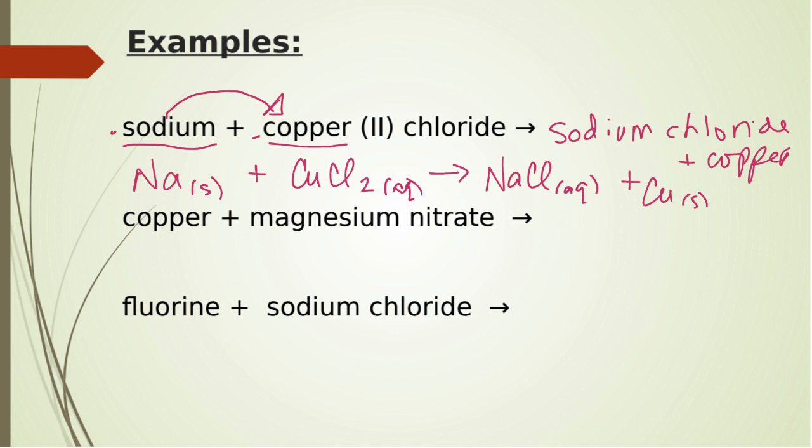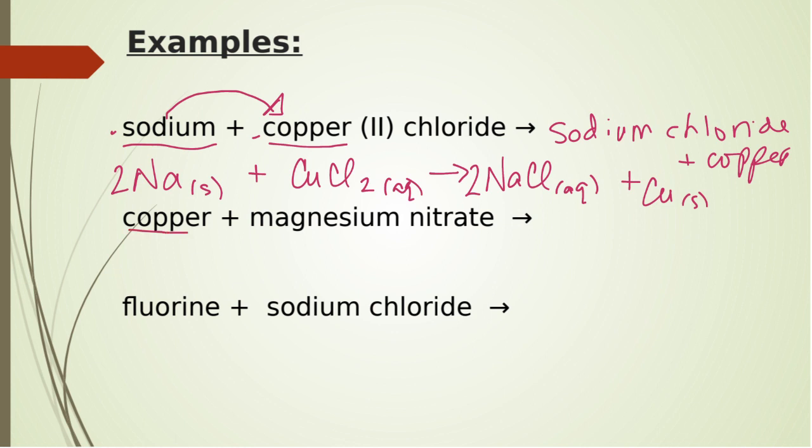Take a look to see if you need to balance it, and you do. You need 2 chlorines right here in front of sodium chloride, which means I need a coefficient of 2 in front of sodium. Let's look at the next example. So here we're going to try to react copper with magnesium nitrate.